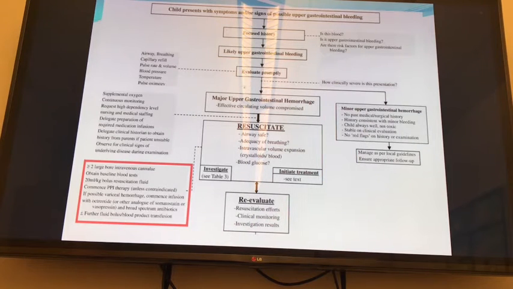If you got bleeding, you can go through various algorithms. From the transport point of view, it's basic ABCs. Right? If you are unstable enough, they may need control of their airway, they need volume resuscitation, bowel decompression would be important before getting into an airplane, the large bore IVs, just really treatment of hypovolemic shock.